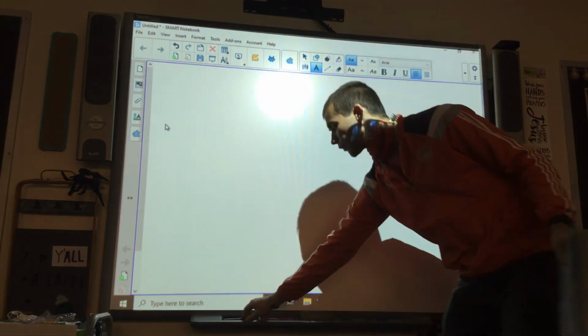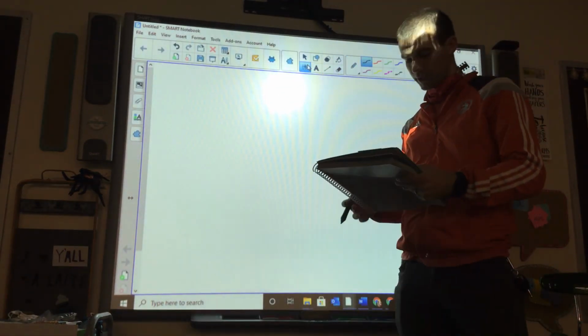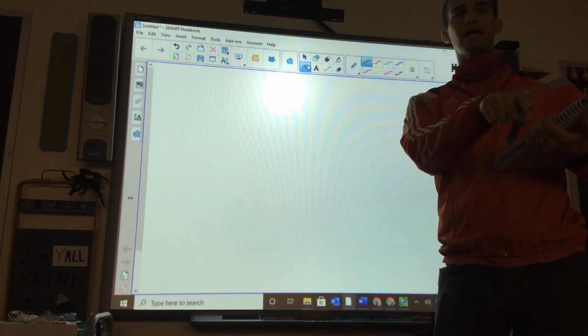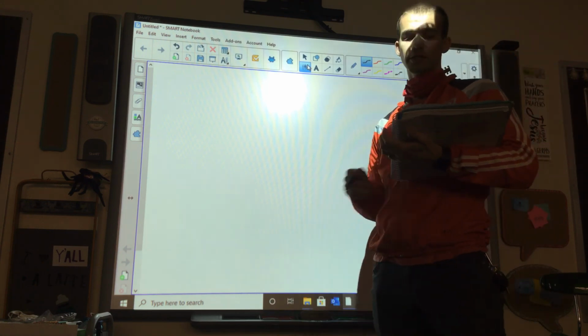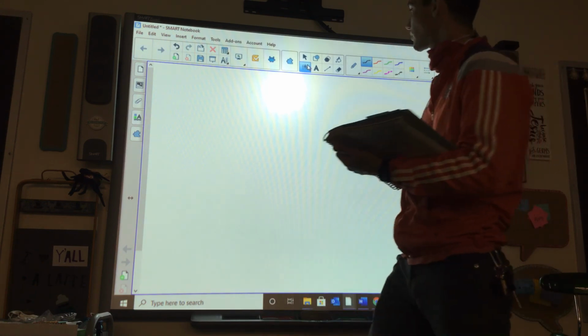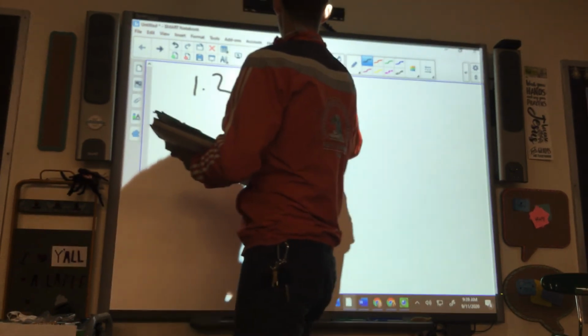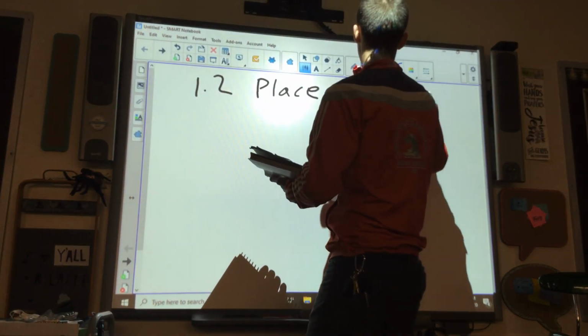All right, so we are on 1.2. That is place value. So you should be on page 16 in your books. If your book is not out, then you should be getting your book out. Page 16 in your books and have something to take notes on. So 1.2, we are doing place value.